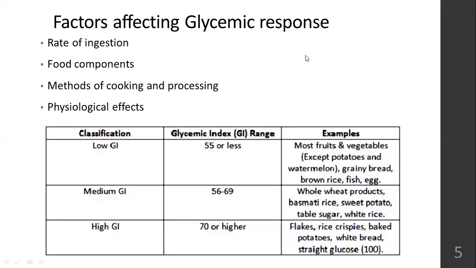Okay. So these are the foods with examples. Low glycemic index food, good for diabetic patients: most fruits and vegetables, except potatoes and watermelon; grainy bread, that is multigrain bread, brown rice, fish, egg. Medium glycemic index food: whole wheat products, basmati rice, sweet potato, white rice. Then high glycemic index food: any baked potatoes, white bread, straight up. Glucose has a glycemic index of 100. So far, is it clear about glycemic index?